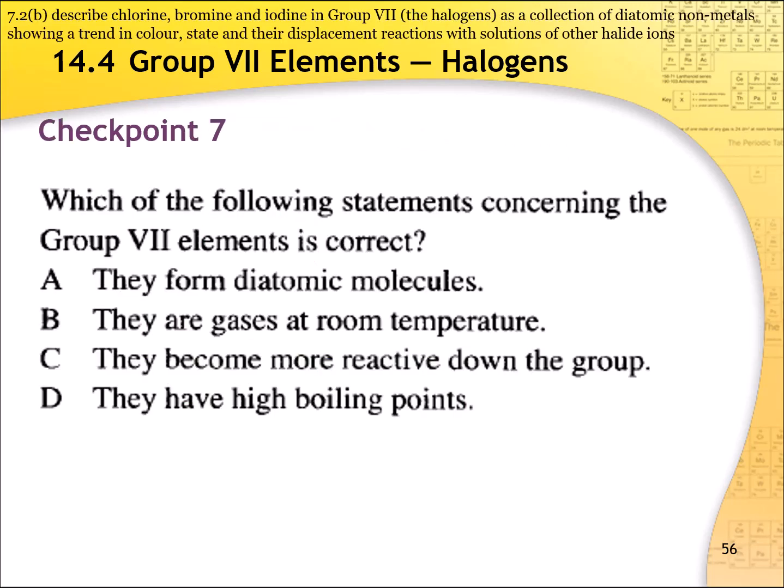Which of the following statements concerning the group 7 elements is correct? Are they all gases? No, only 2 gases, 1 liquid, and then 2 solids below. High melting and boiling point, of course, is wrong. More reactive down, of course, is wrong because it's less reactive down. So of course, the answer is they actually form diatomic molecules.